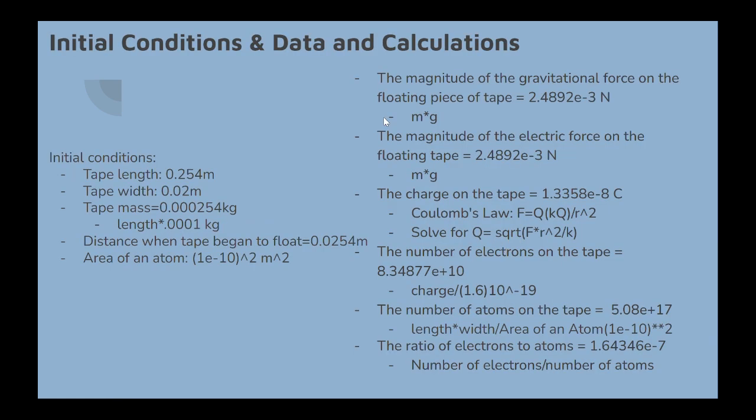These are our initial conditions and data calculations that we used in our code. So our tape length was this many meters, tape width was this many meters, our tape mass was in kilograms, and our distance when the tape began to float was in meters, and the area of an atom is this right here in meters squared. And all of these calculations were done in the code, which we show here.